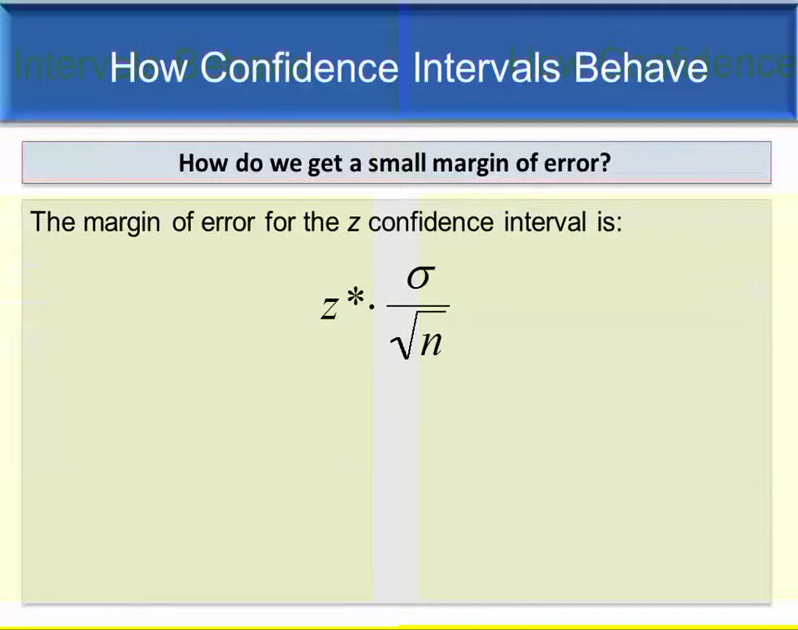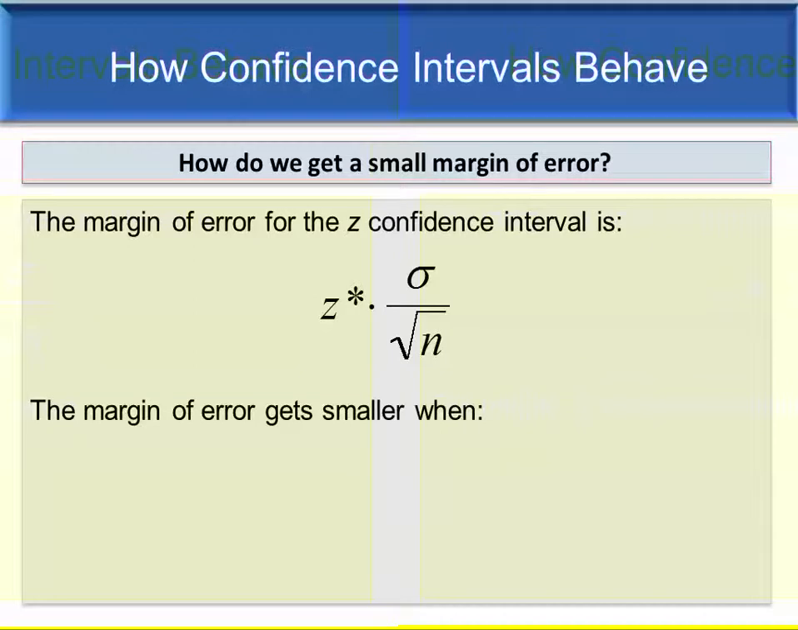So how can we get a small margin of error? We're going to do this by looking at the margin of error portion of our confidence interval. We're taking away the estimate plus or minus piece and just looking at the margin of error piece. And we have three components there. We have the Z star, which comes from our confidence level. We have sigma, the standard deviation, and we have the size of the sample. So we want to look at what happens as we change each one of those, to see if we could change one of them to decrease our margin of error.